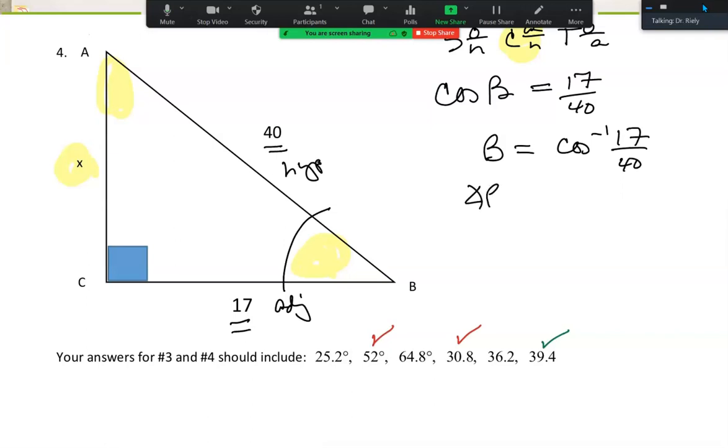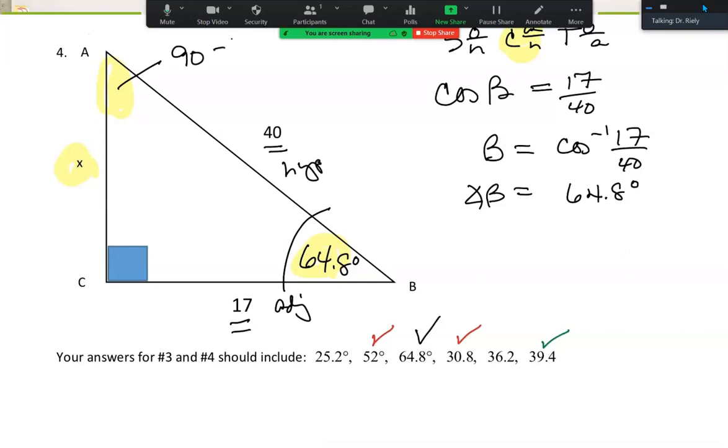And angle B will be 64.8 degrees. So that's the first thing we need to see: is it checked? And it does. Okay, next thing. Now that we have one angle, let's just use subtraction to get the other.